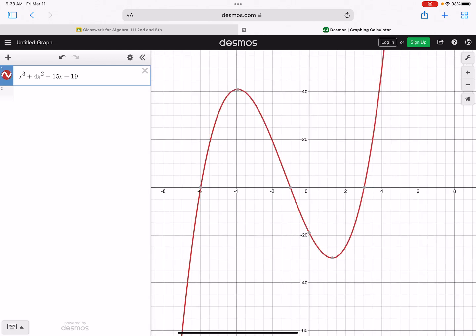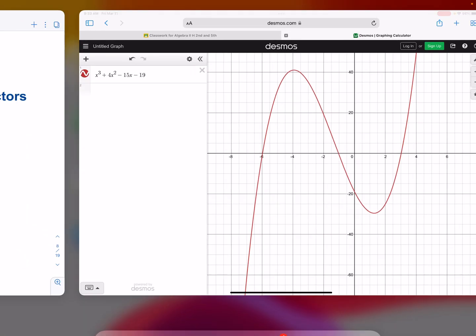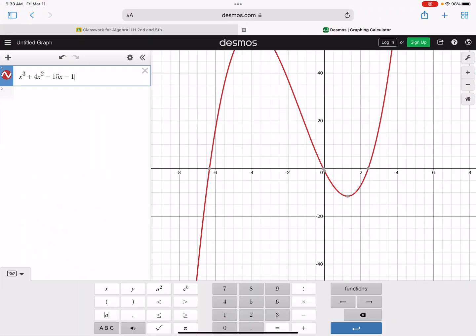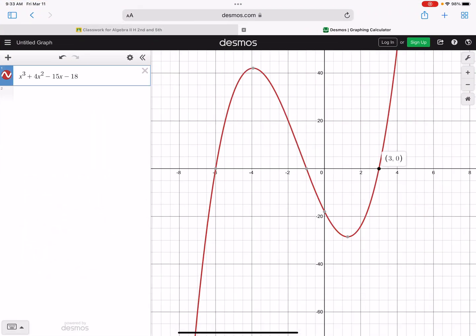And it does hit the axis 3 times. It hits here, it hits here, and it hits here. What did I do? It's 18. Good morning to me. Okay, so it hits here at 3, there at -1, and there at -6.